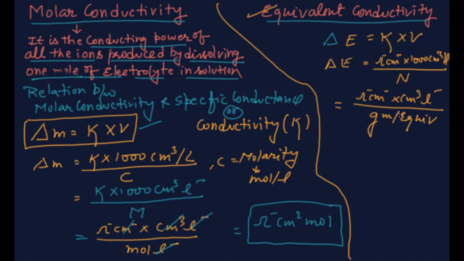I hope you have done this in the 11th standard. If you have not, then I will explain it to you definitely. The unit is gram per equivalent, just as here it is mole per liter. So it's coming centimeter cutting with centimeter, ohm inverse centimeter square, gram equivalent per liter. Actually, liter will cut with liter. So ohm inverse centimeter square, gram equivalent inverse is its unit.